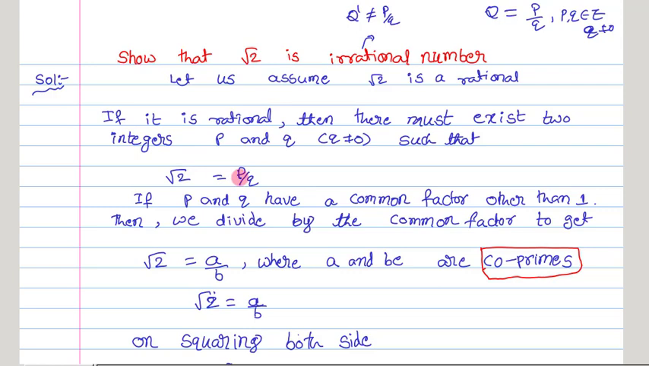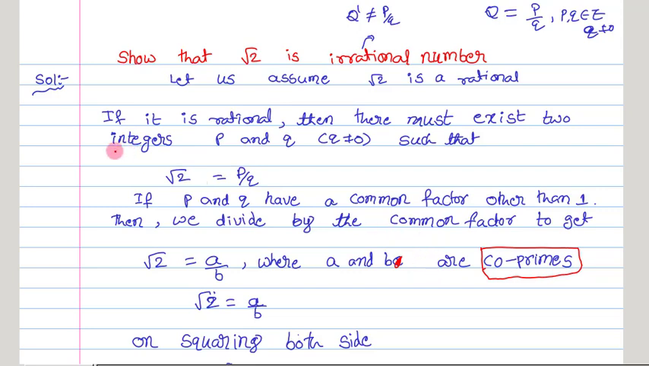What does it mean? Suppose root 2 is a rational number; then it can be written in the form p by q, from the definition of rational numbers. Now, if p and q have a common factor other than 1, then we divide by that common factor to get root 2 equal to a by b, where a and b are co-prime.